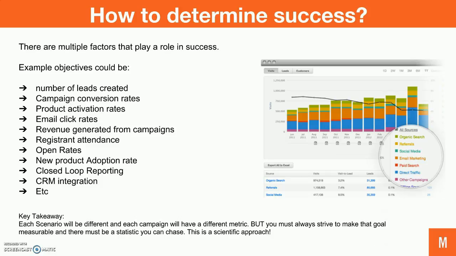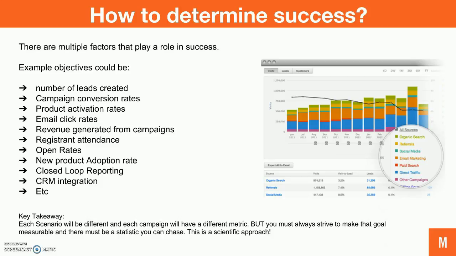items that you can include here, but a couple of things that I think work very well are the number of leads created from a specific campaign or even just from a specific journey. Campaign conversion rates are also important, because what you need to consider here is, remember, you're trying to drive them to a specific destination or achieve a specific objective. So that conversion rate will calculate how successfully you are doing that. Product activation rates is something that works very well. Email click rates, revenue generated from campaigns.